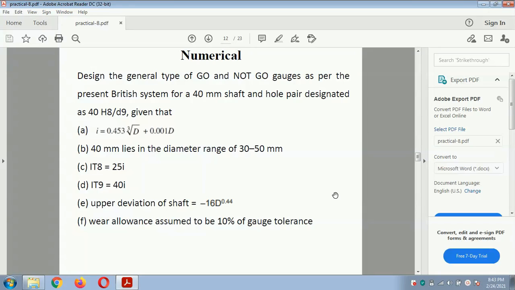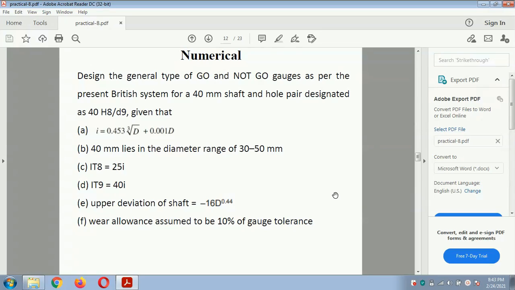On this basis, we have to solve a numerical. That numerical can be completed in your theory classes. Design the general type of go and no go gauges as per the British system for a 40 millimeter shaft and hole pair designated as 40H8D9. The formula related to i is 0.45 times the cube root of D, plus 0.001D. It is a common formula. All the students remember that formula.